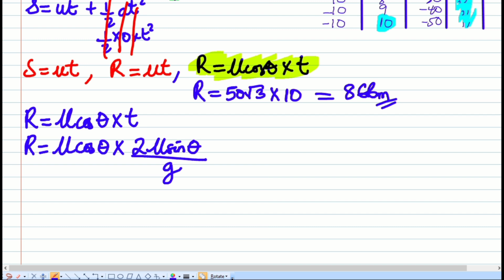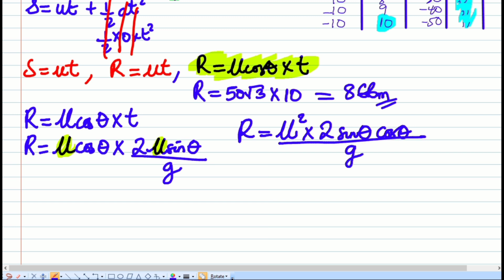So now let's multiply. We have R equal to u times u, which gives us u squared, times 2 times sine theta times cos theta all over g. And so you see we have sine theta times cos theta.